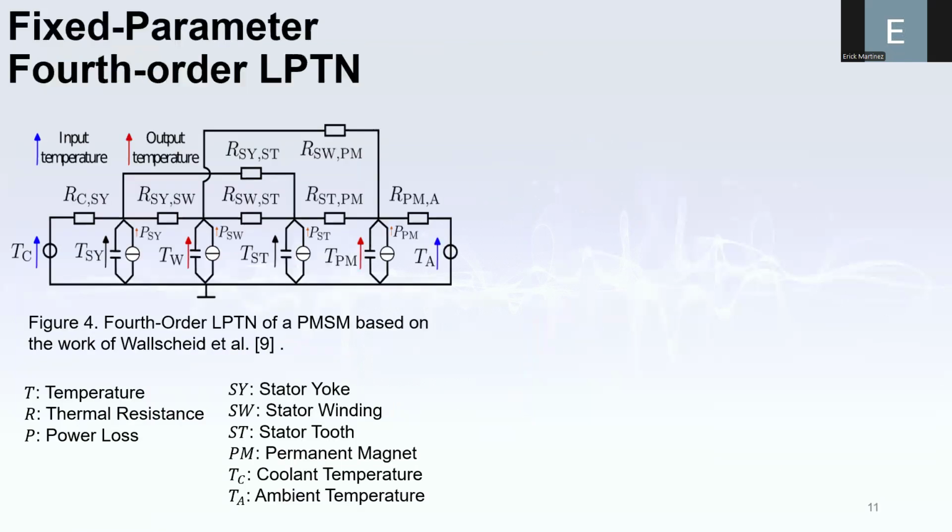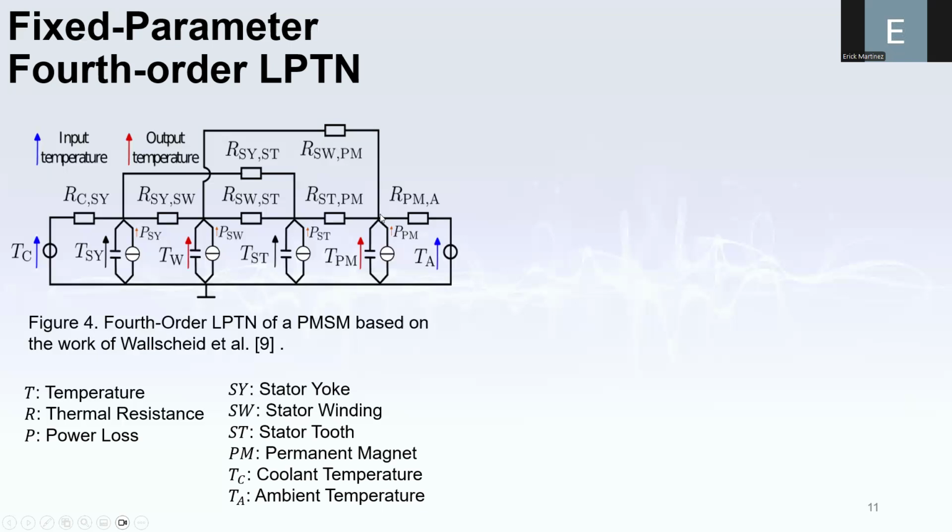As I mentioned before, in order to fit the Hammerstein model, we use a fourth-order lumped-parameter thermal network, or LPTN, with fixed parameters. This is important to note because in the original work in which this thermal circuit was proposed, the work of Wallscheid, reference 9 of this work, the thermal resistance between the coolant and the stator yoke depends on the coolant temperature, and the temperature surrounding the permanent magnet also depends on the speed of the motor.